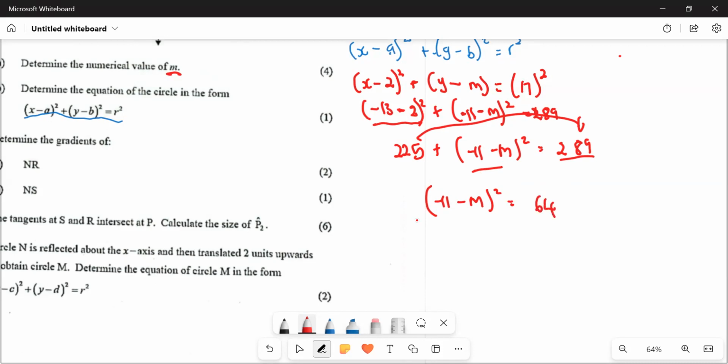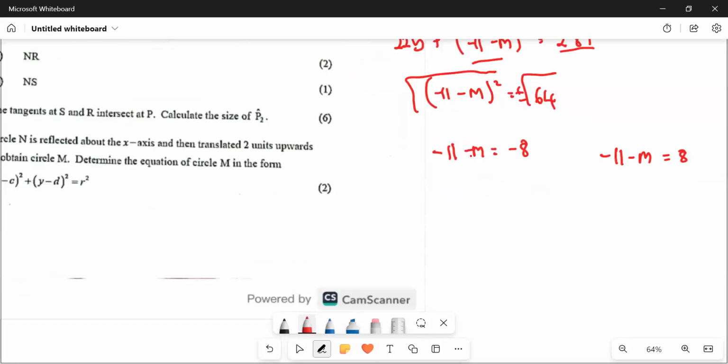Then you take the square root. Remember, square root has a plus and a minus. Then you're going to have minus 11 minus m equals minus 8. That's the first root. The other one is minus 11 minus m equals positive 8.